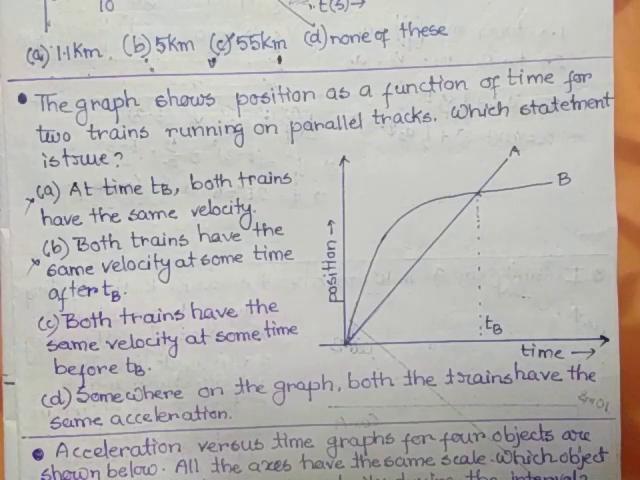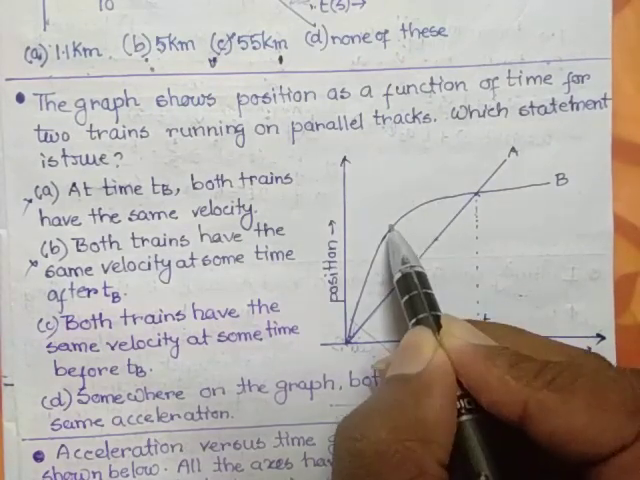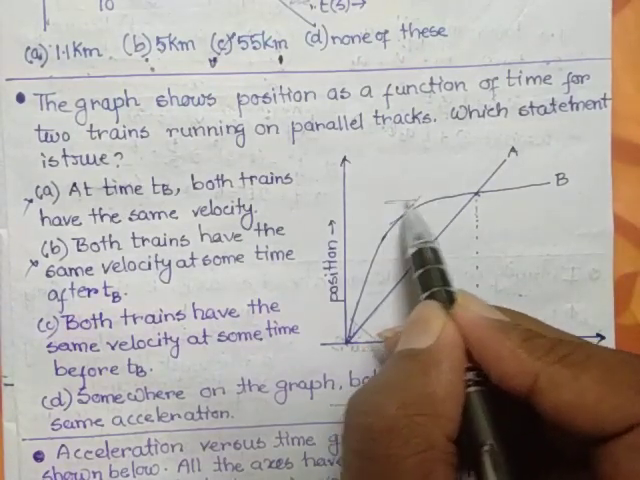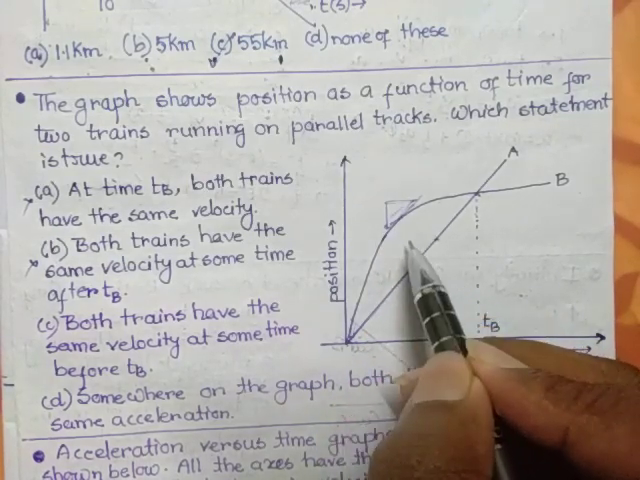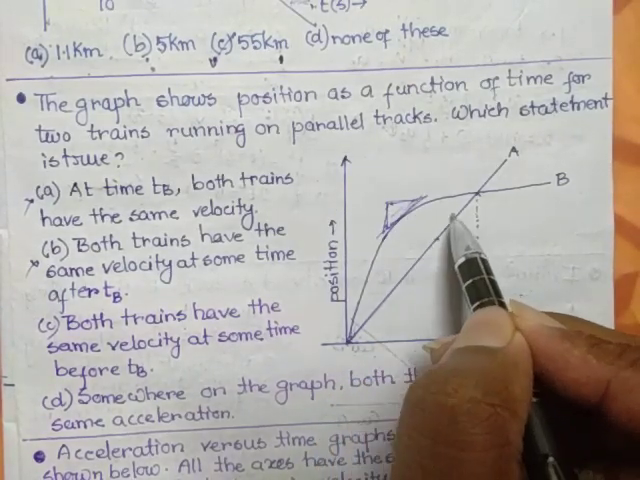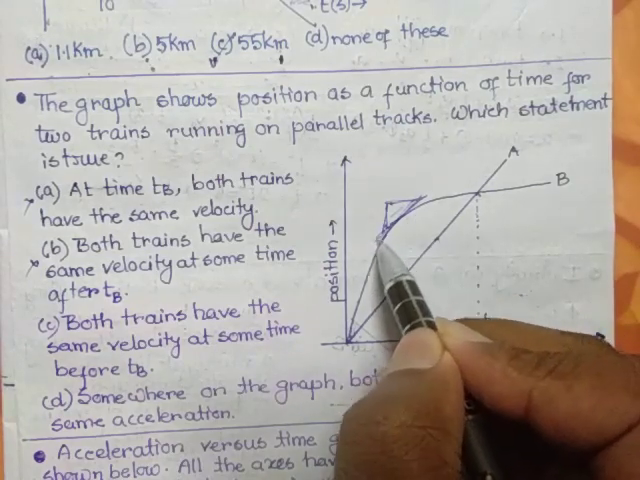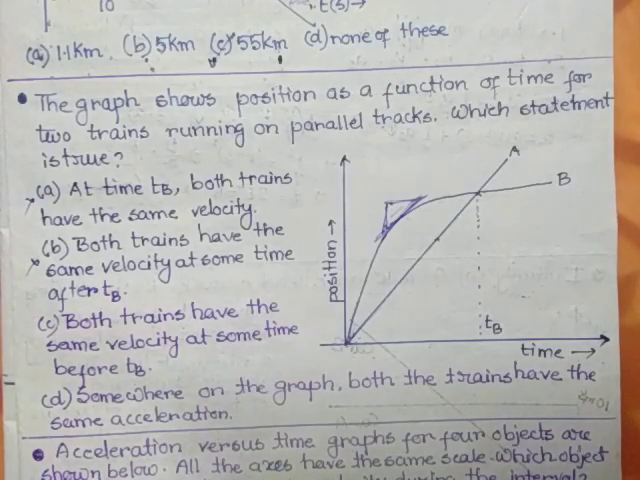Both the trains have the same velocity at some time before tb? Obviously it can be. If I draw the instantaneous velocity of B at some point, and the tangent there is parallel to that of A, then at that particular point the velocity of B and A is the same.